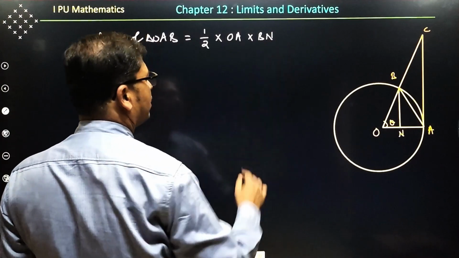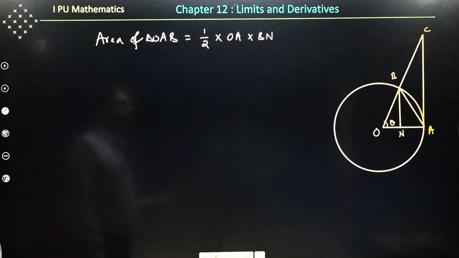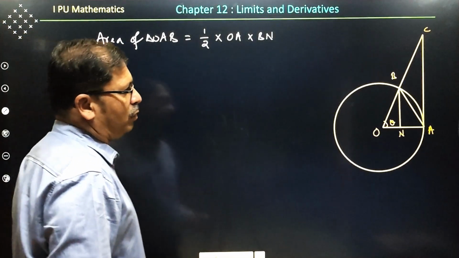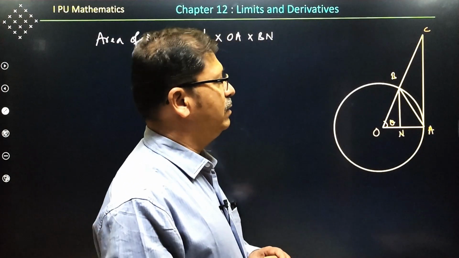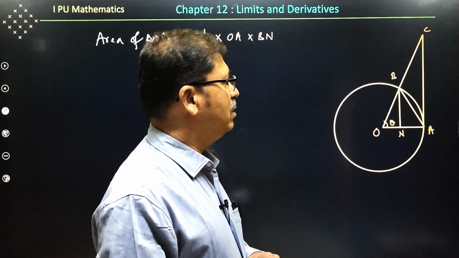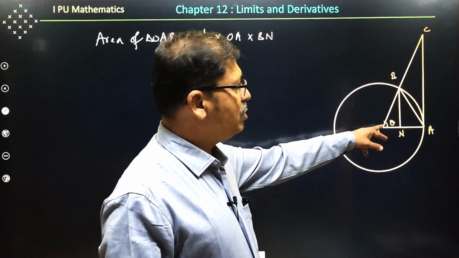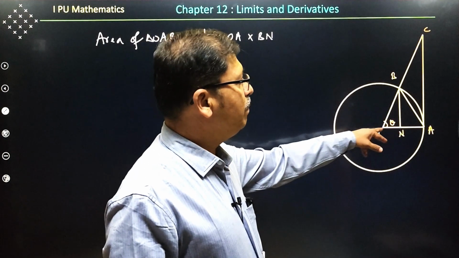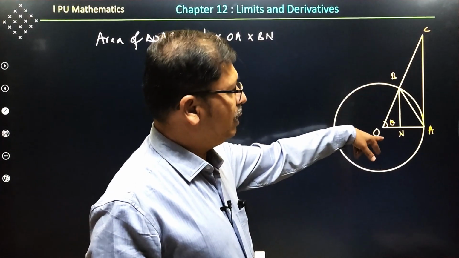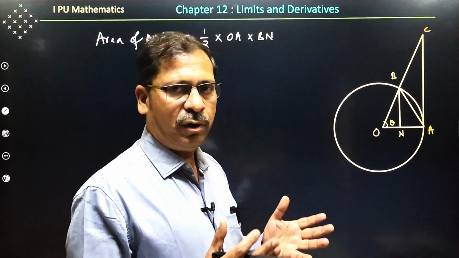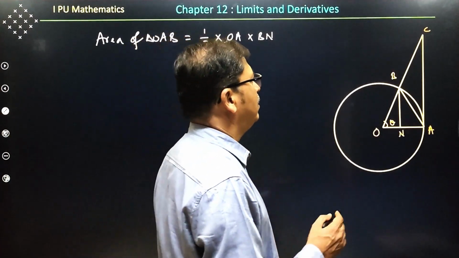OA is the base. BN is the height here. I want to convert BN in terms of OA and OB, that is my motto here. So BN is the side opposite to this theta, and in triangle OBN it is better to take OB. I want the ratio BN upon OB. That's why I would like to define sin theta.